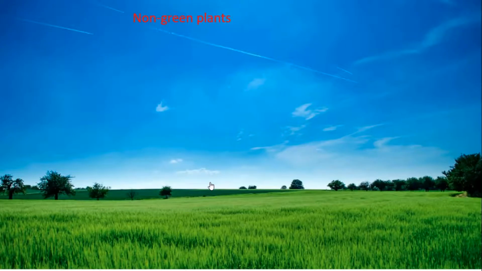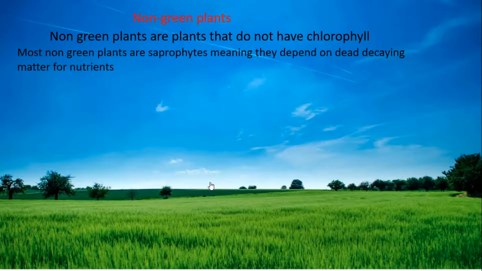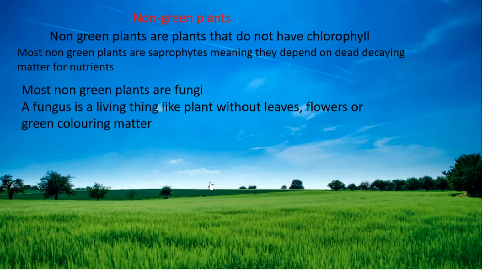Now let us look at non-green plants, plants that are not green. We say non-green plants are plants that do not have chlorophyll. Because of the lack of chlorophyll, we say they are non-green. Are we together? Yes. Most non-green plants are saprophytes, meaning they depend on dead decaying matter. They grow on dead decaying matter.